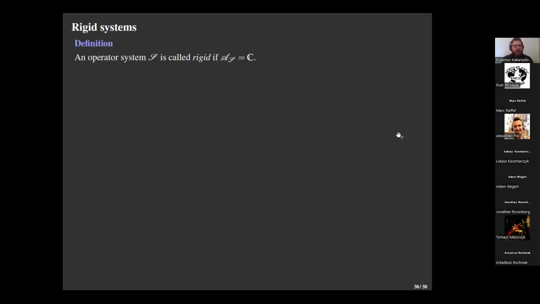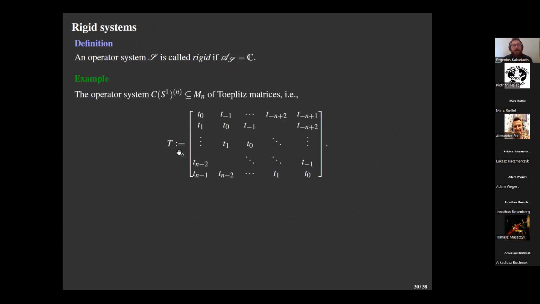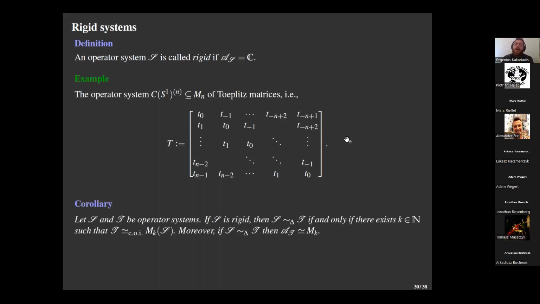On the other hand, rigid systems are on the other extreme. Rigid systems are operator systems where the multiplier algebra is trivial, and there is an example of Toeplitz matrices from the work of Connes and van Suijlekom. In this case, if one of them is rigid and we have delta equivalence with T, that can happen if and only if T is isomorphic to some K by K matrices of S. Okay, so up to some level.